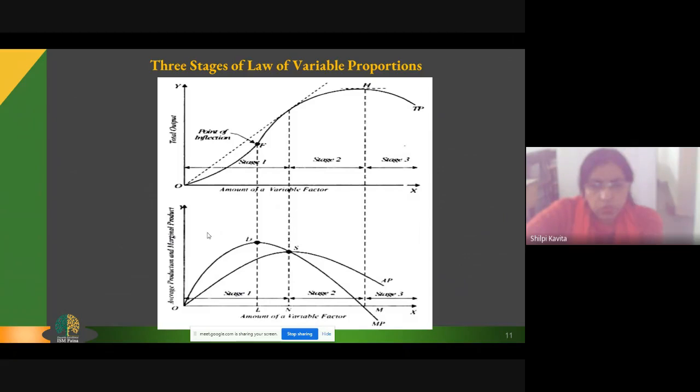In stage 2, total product still increases at a diminishing rate. The average product is declining and the marginal product is also declining. At the end of stage 2, the marginal product becomes 0. Corresponding to this, the total product at point H is at its maximum, and once the marginal product becomes negative, the total product starts declining. While the average product is still declining, it never touches 0 because it is an average product. And in stage 3, the marginal product becomes negative.